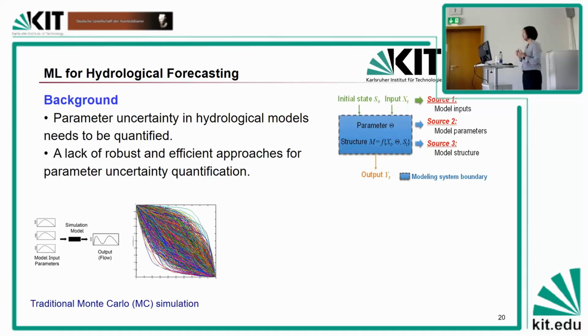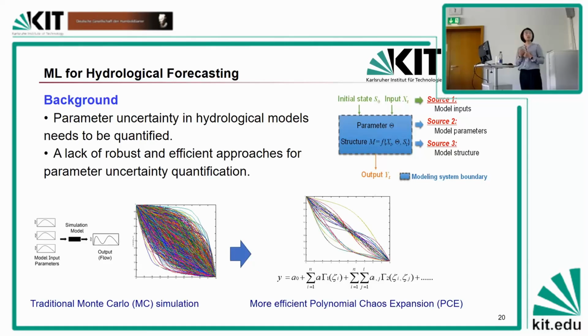This method is actually very robust. You'll be able to get very robust results, but the problem is it's very time consuming. So what we did is we turned to a more efficient method called polynomial chaos expansion. This is for estimating how the parameter uncertainty can be translated into the distribution of the output.